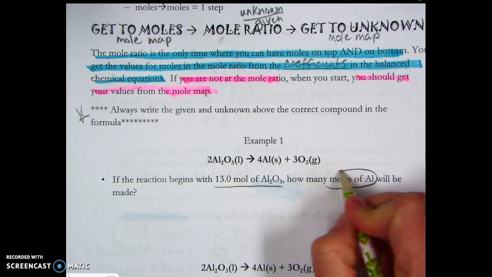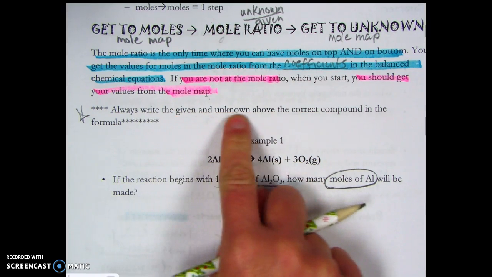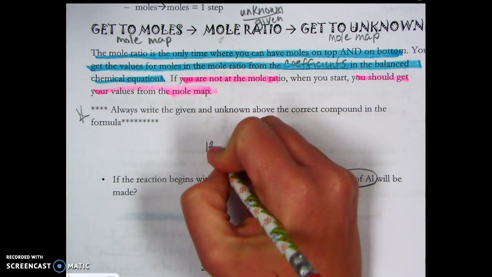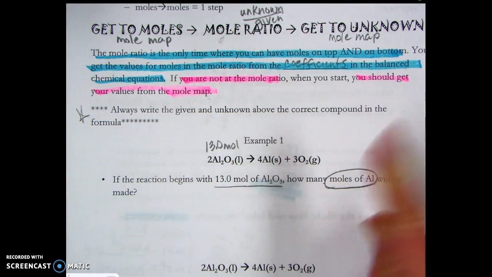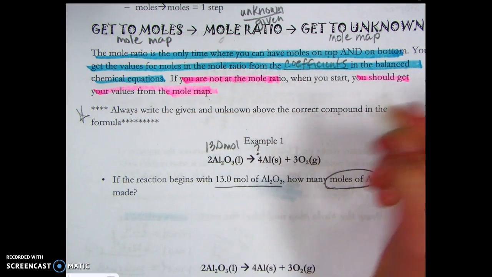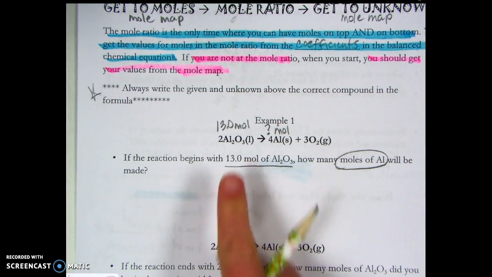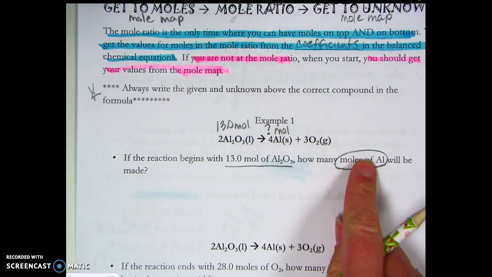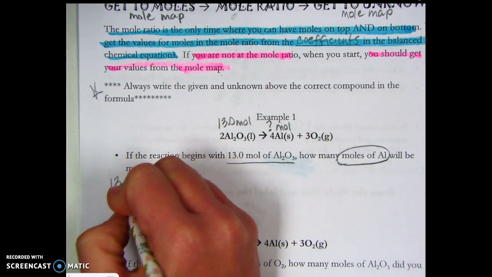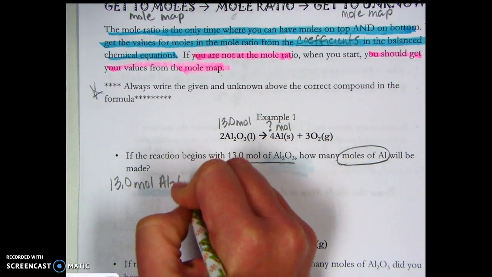How many moles of aluminum will be made? Circle your unknown and write the given and the unknown above the correct compound. So we're going to write 13.0 moles and question mark or X moles of aluminum above it. Okay, we underline our given, circle our unknown, always start by writing the given. 13.0 moles of aluminum oxide.